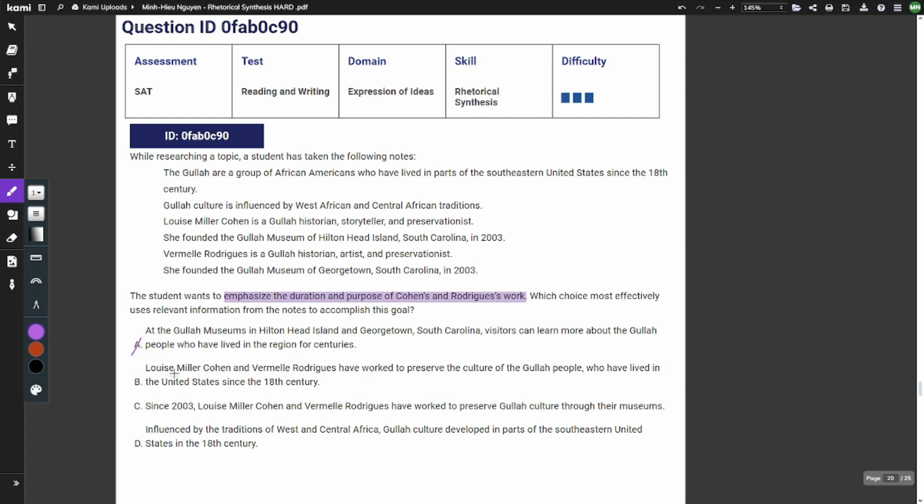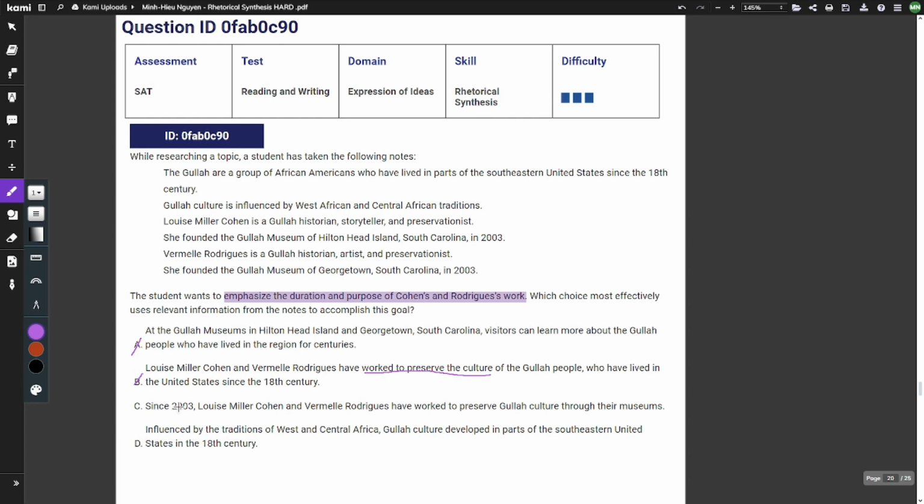B. Louis Miller Cohen and Vermel Rodriguez have worked to preserve the culture of the Gullah people who have lived in the United States since the 18th century. So this one does talk about the purpose, which is they have worked to preserve the culture. However, it doesn't talk about how long they worked to do this. It doesn't talk about their duration, so it's not going to be B.